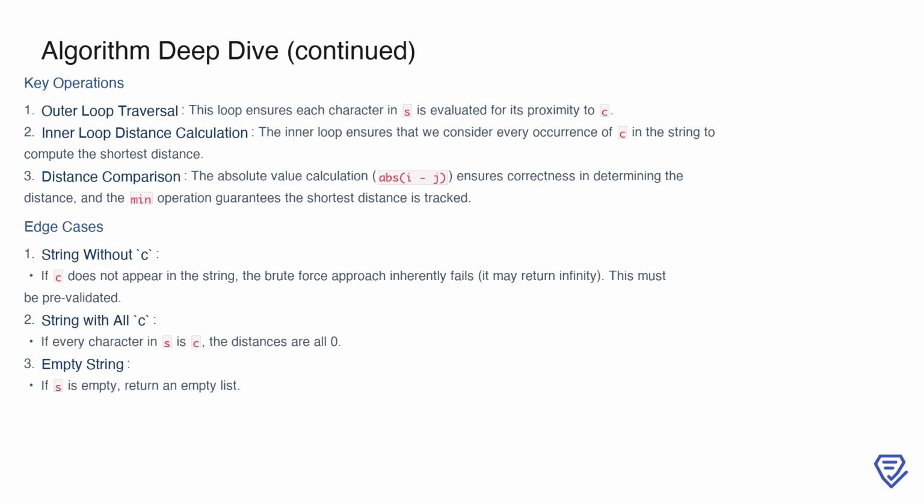However, it's important to consider edge cases. If C does not appear in the string, the brute force approach fails, as no valid distance can be computed. This edge case needs to be handled by validating the input beforehand. On the other hand, if every character in S is C, the result is a list of zeros since the distance to C is 0 for all indices. Lastly, for an empty string, the function should return an empty list, as there are no characters to evaluate.